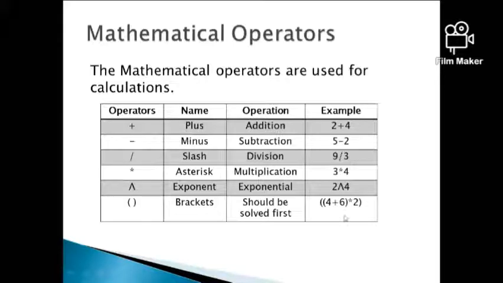It will be 20. As you know, in your maths subject, you solve your calculations according to the BODMAS rule. In the BODMAS rule, you solve the bracket first and then multiply and so on. So here I am trying to tell you that if a bracket is there in your program, then the bracket will be solved first and then the other calculation will take place.